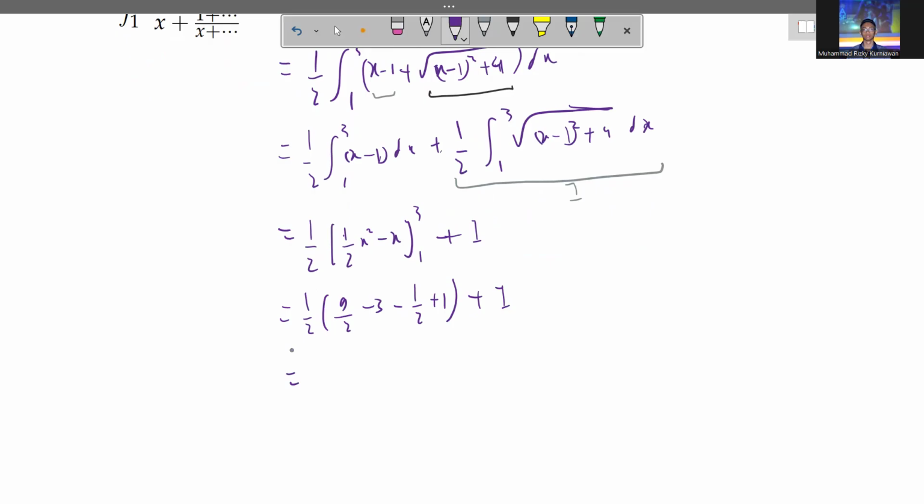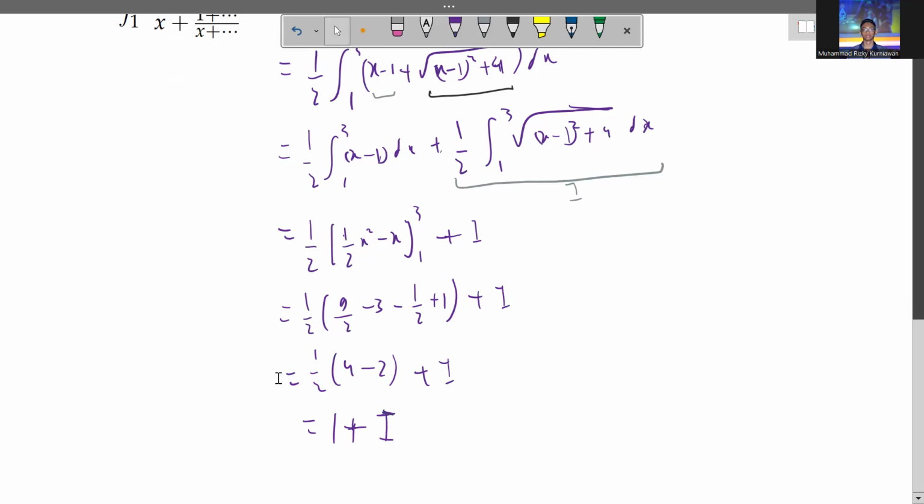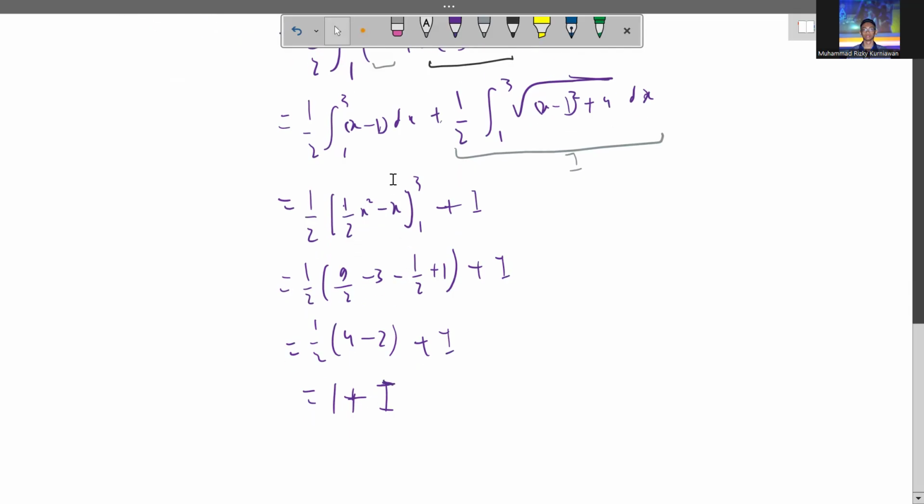So this is, let's see, 9 over 2 minus 1 over 2 is 4. Minus 3 plus 1 is minus 2. Right? So 1/2 of 2 is 1, plus I. And then this is 1 plus I. I hope you don't mistake 1 and I here. Okay, so we got the left integral taken care of.